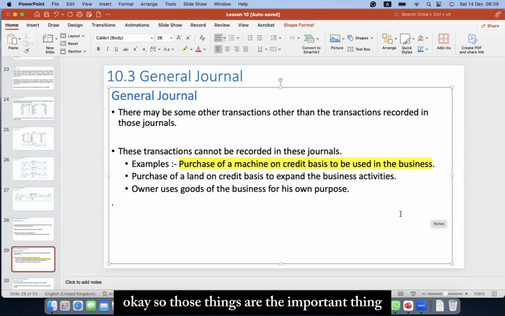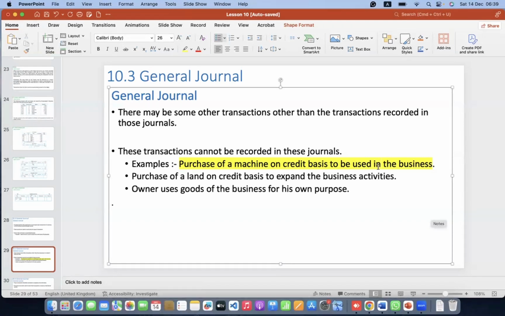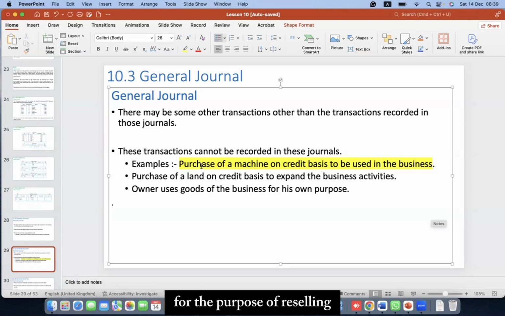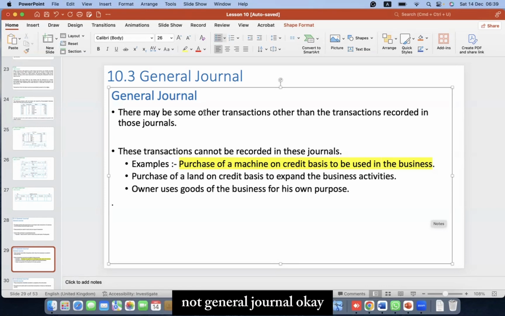Those are the important things when you are seeing a transaction. It is mentioned that you are buying it on credit basis, but not for the purpose of reselling, for the purpose of using it in the business. Then you put it in the general journal, not the purchases journal. By any chance, if a transaction comes like purchase of a machine on credit basis for the purpose of reselling, then you record it in the purchases journal, not the general journal.